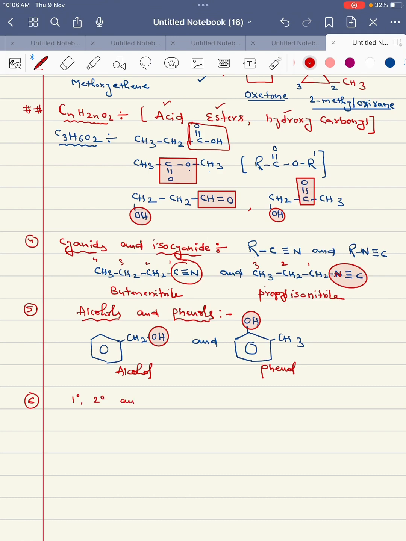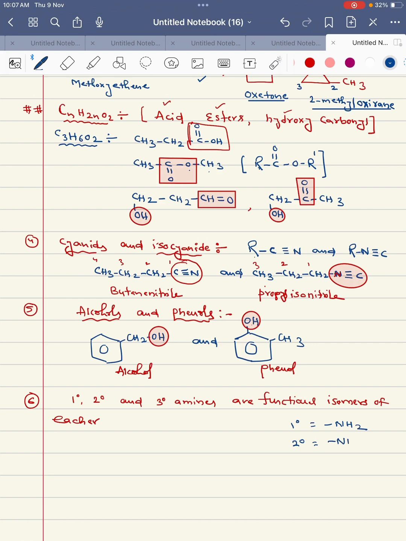1 degree, 2 degree and 3 degree amines are functional isomers of each other. How to identify the 1 degree amine? In a 1 degree amine, the symbol NH2 will come.